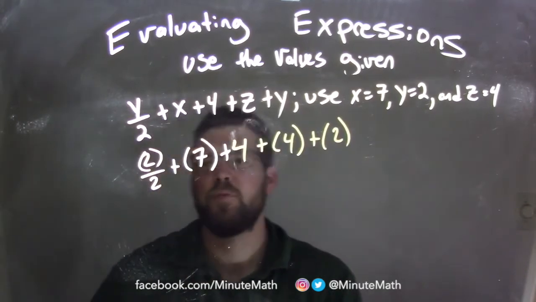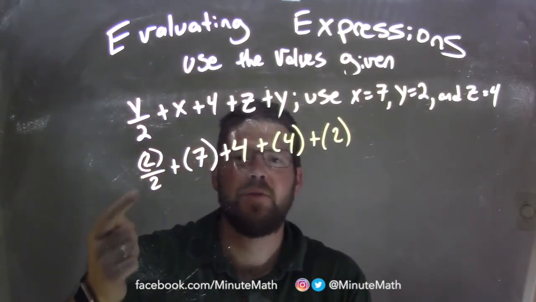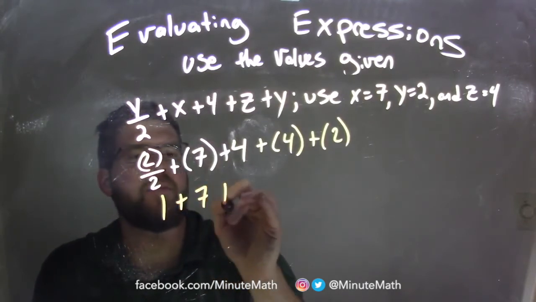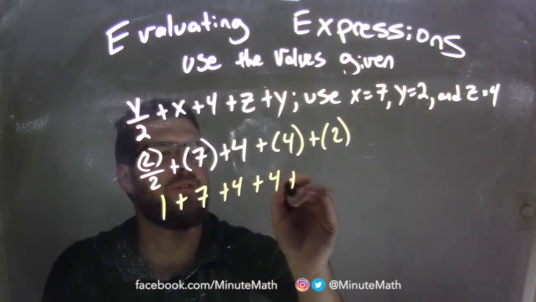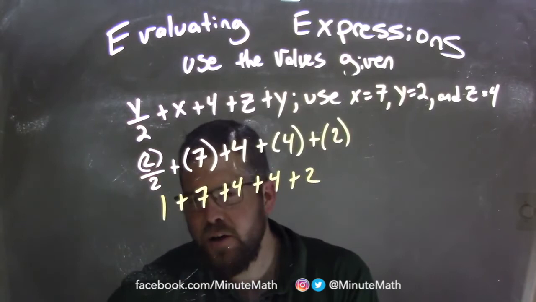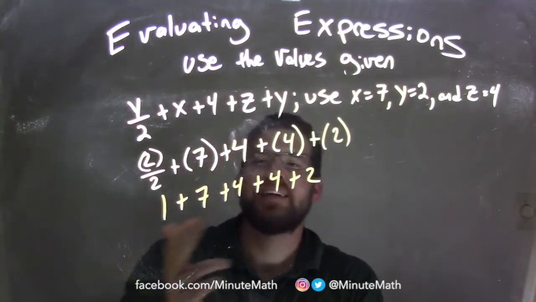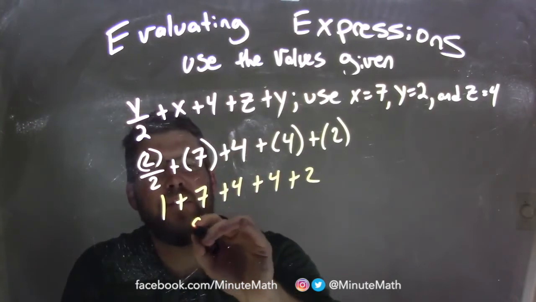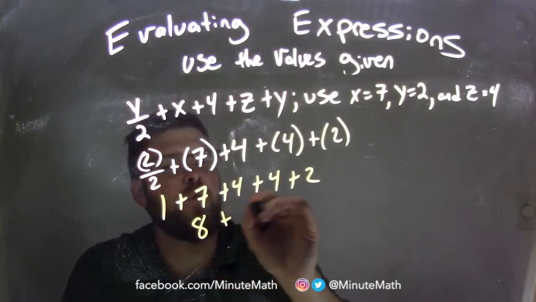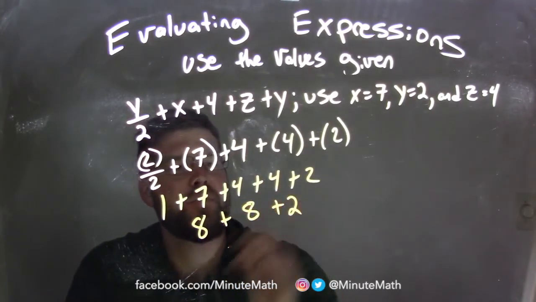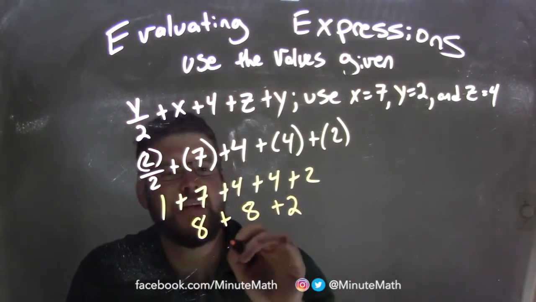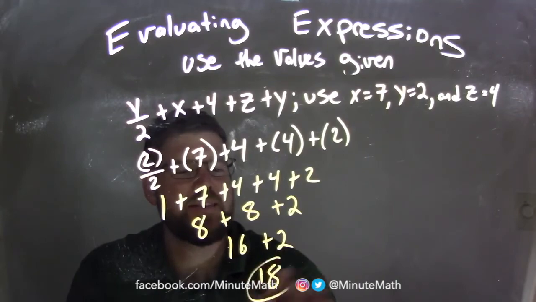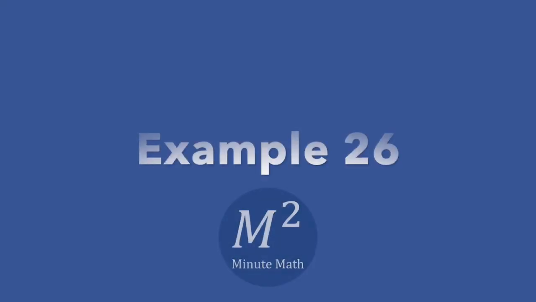So now we need to simplify. Well, division here is one of the highest orders. So division, 2 divided by 2 is 1. 1 plus 7 plus 4 plus 4 plus 2. And now, since it's all addition, I think we can add some of them together here. Let's kind of group them. All right. 1 plus 7 is 8. All right. And 4 plus 4 is 8 plus 2. And then 8 plus 8 is 16 plus 2. And 16 plus 2 is 18. And there's our final answer.